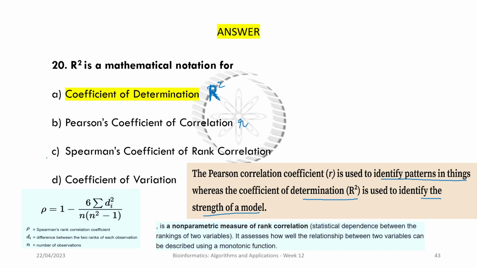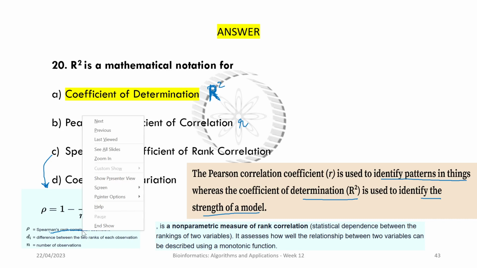Spearman's coefficient of rank correlation is this equation. This is Spearman's rank correlation coefficient. I haven't personally used it again. So di is the difference between two ranks of each observation.